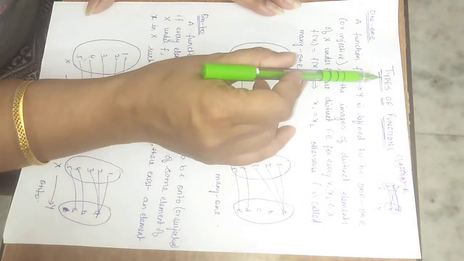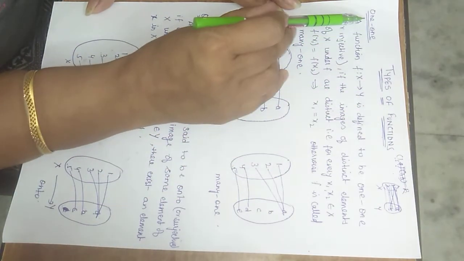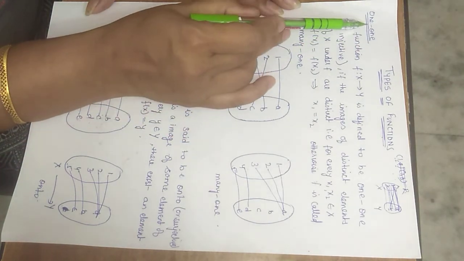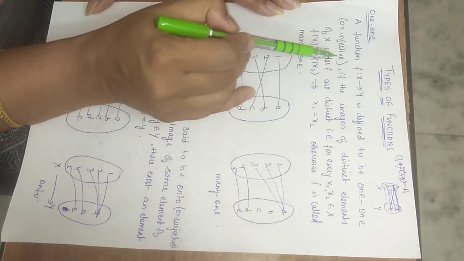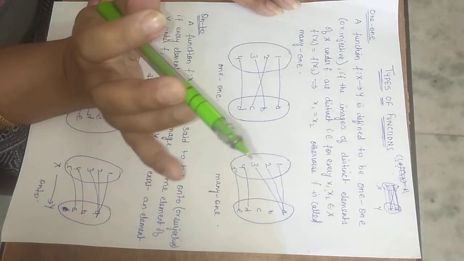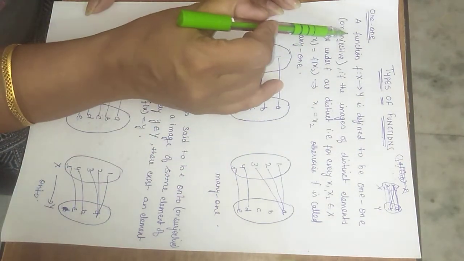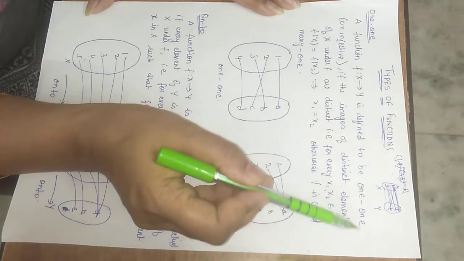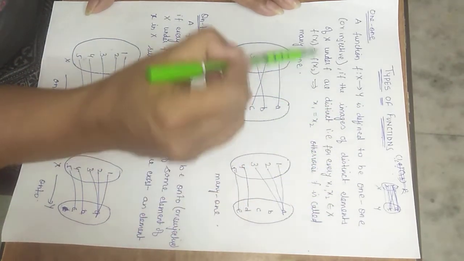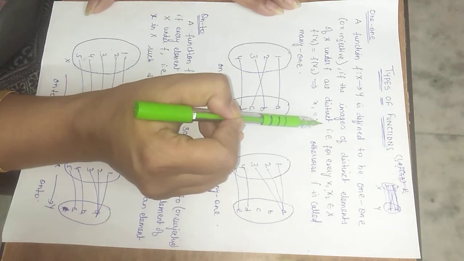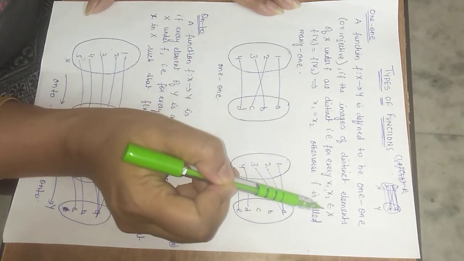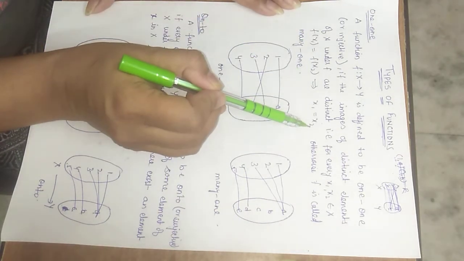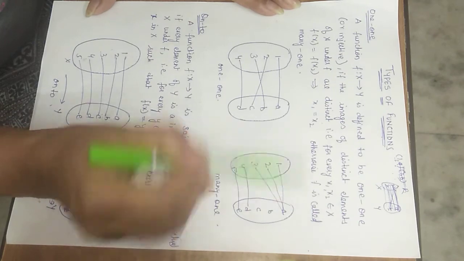Now we will study the types of function. First is the 1-1 function, that is also called the injective function. ये जो 1-1 function है इसको injective function भी कहते हैं. What is the 1-1 function? A function f from X to Y is defined to be 1-1 if the images of distinct elements of X under f are distinct. For every x1 and x2 belonging to X, f(x1) equal to f(x2) implies that x1 is equal to x2. Otherwise, f is called many one.